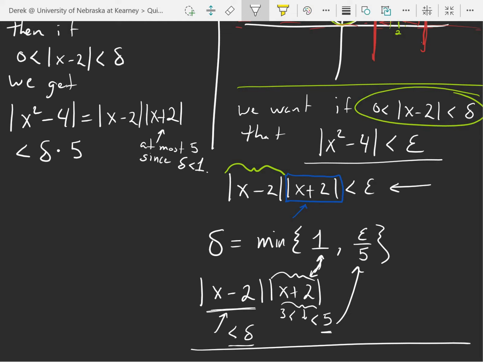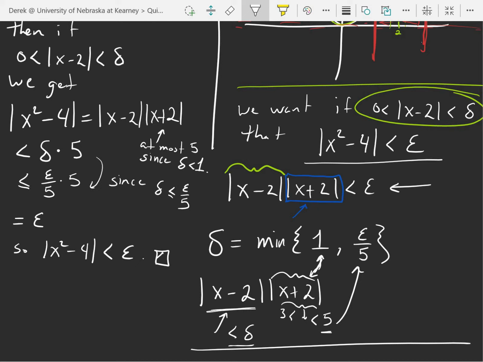And now, this is also less than or equal to epsilon over 5 times 5, and this inequality is because delta is at most epsilon over 5. Okay, it could be 1, which might be smaller than epsilon over 5, but it's at most epsilon over 5. And then we get that that's less than epsilon. So we've used this string of inequalities, x squared minus 4 is less than epsilon, which proves the limit.